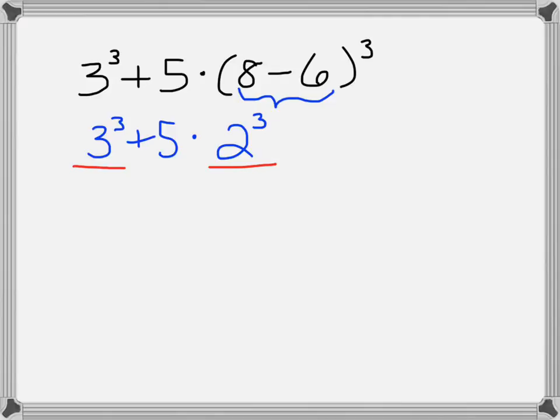3 to the 3rd power means 3 times 3 times 3. 2 to the 3rd power means 2 times 2 times 2. So 3 to the 3rd power is 27 plus 5 times, and then 2 to the 3rd power is 8.